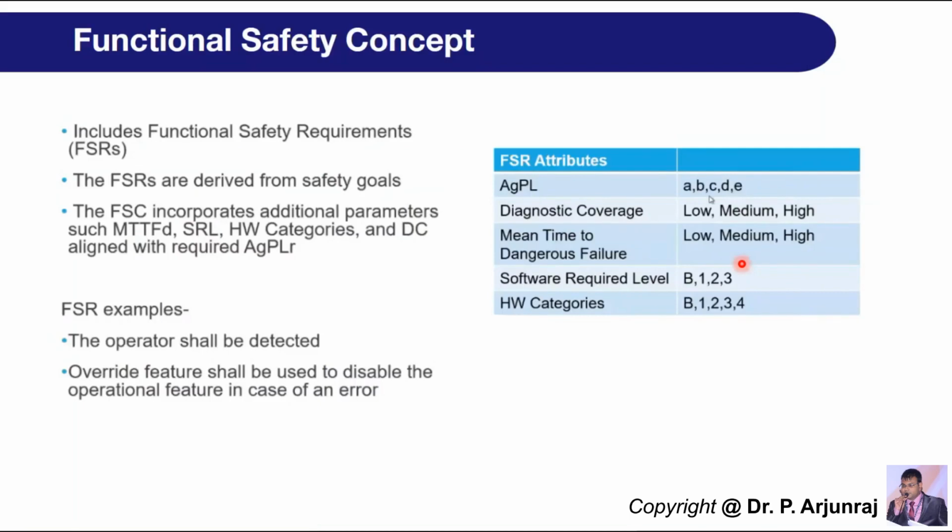So here also we have the functional safety concept, which includes the FSR, and these functional safety requirements are derived from this safety goal, which we know already. And this functional safety concept is also incorporating some additional parameters like mean time to failure, and we also have the different hardware, software, DC diagnostic coverage requirements to be met here. And we have the different attributes like diagnostic coverage. DC can be low, medium, or high, or mean time to dangerous failure can be low, medium, or high, and the software required can be first level software, second level, third level, or high level of software. So similarly, the category of the hardware is also considered in that aspect.